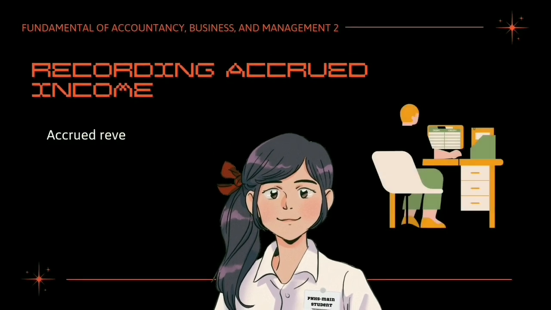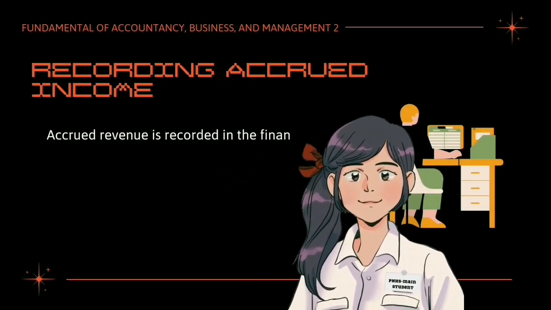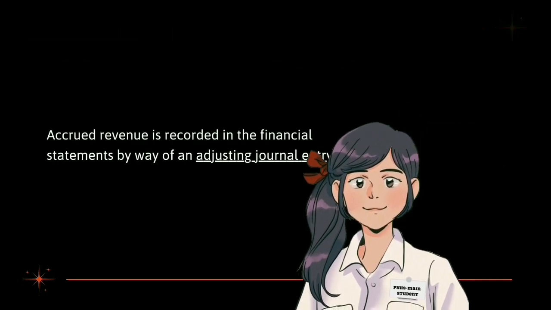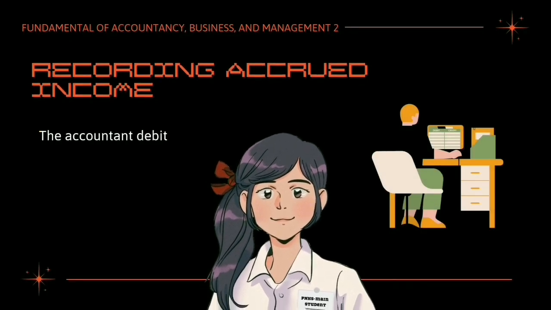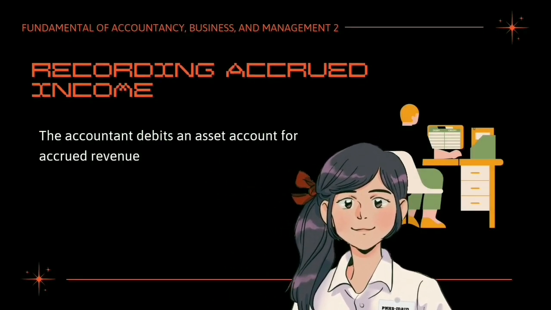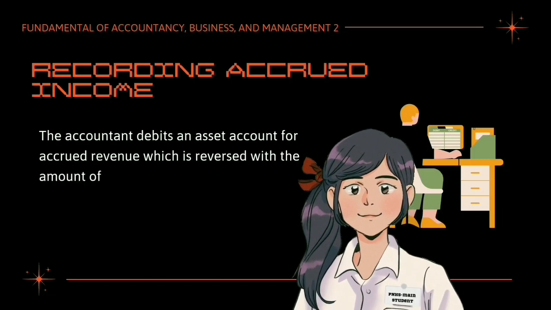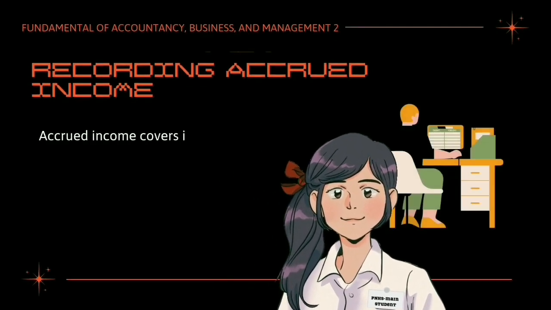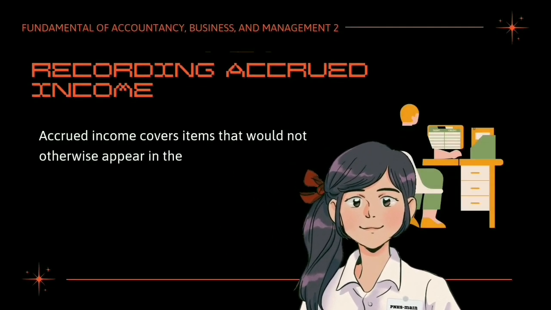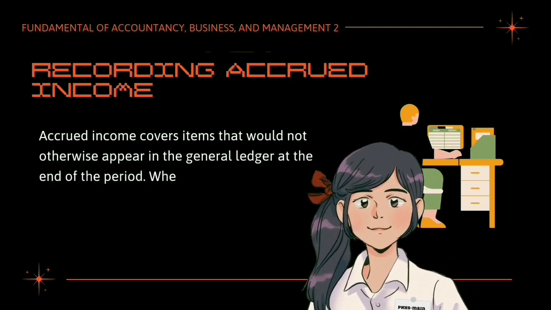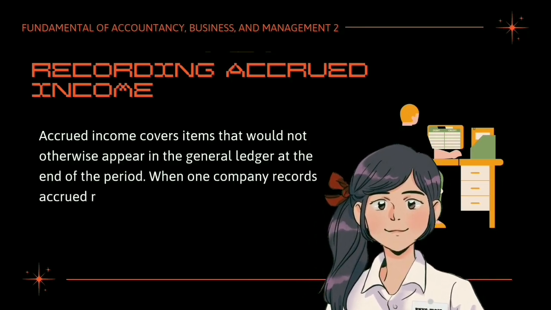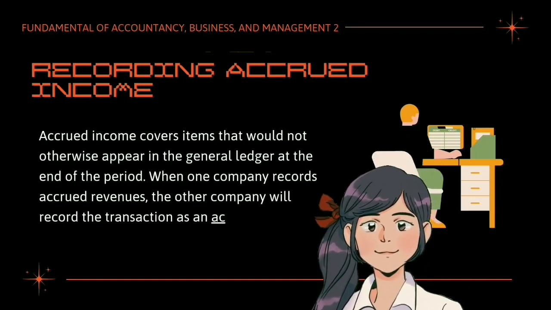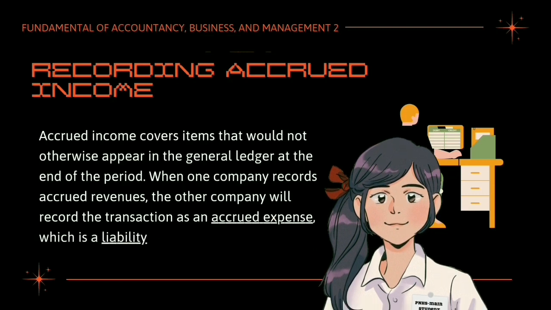Recording accrued income. Accrued revenue is recorded in the financial statements by way of an adjusting journal entry. The accountant debits an asset account for accrued revenue, which is reversed with the amount of revenue collected, crediting accrued revenue. Accrued income covers items that would not otherwise appear in the general ledger at the end of the period. When one company records accrued revenues, the other company will record the transaction as an accrued expense, which is a liability on the balance sheet.